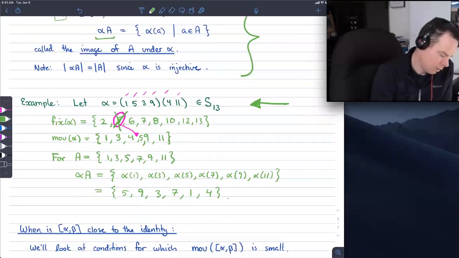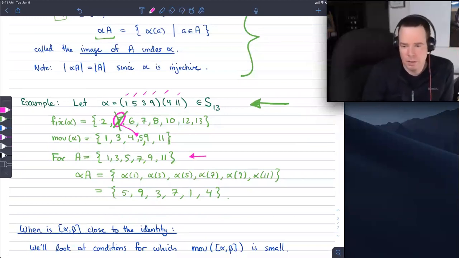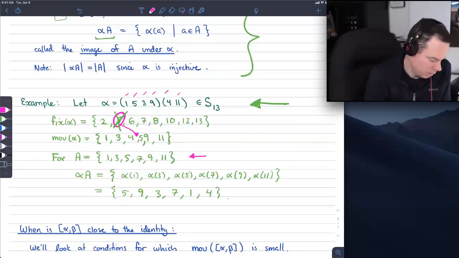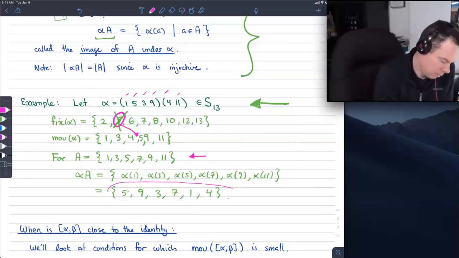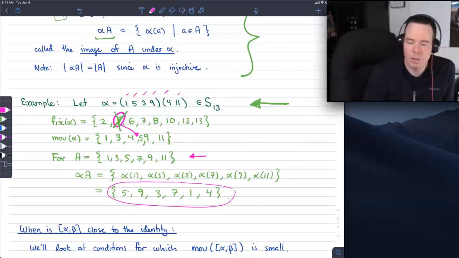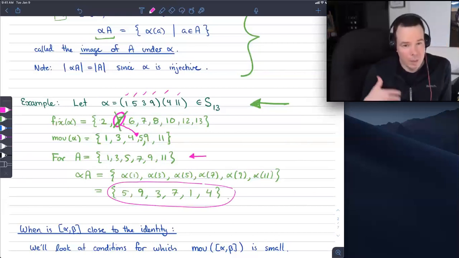This was our example down here where we started with this set of numbers, 1, 3, 5, 7, 9, 11. That's just an arbitrary collection of numbers. Just for the example, I just wrote down 6 numbers. And then alpha of A is just alpha applied to those 6 numbers, which returns these 6 numbers. And so this is just the image. If we start with the numbers 1, 3, 5, 7, 9, 11, and we apply alpha to those numbers, these are what results.